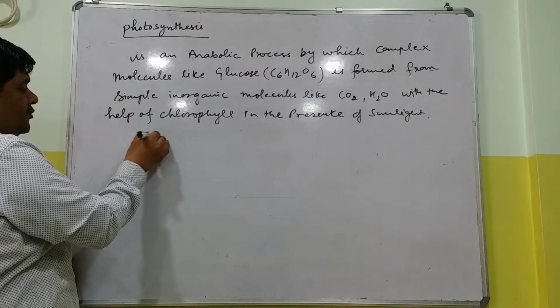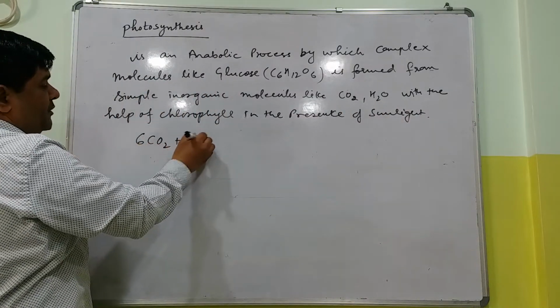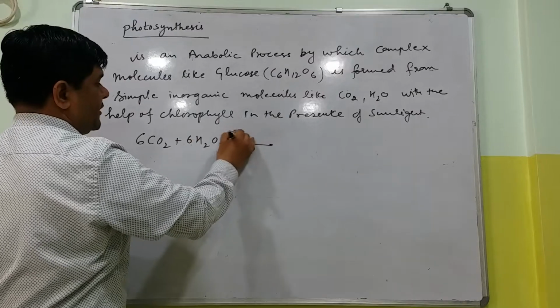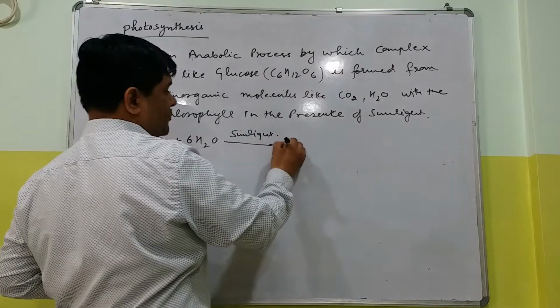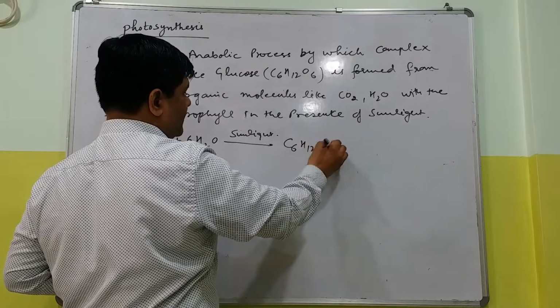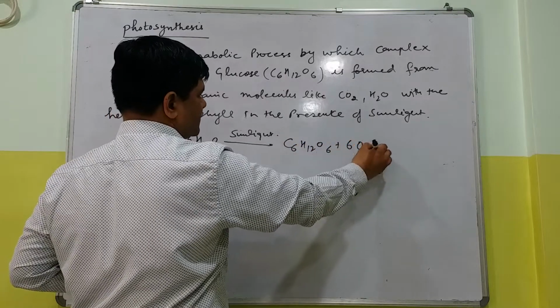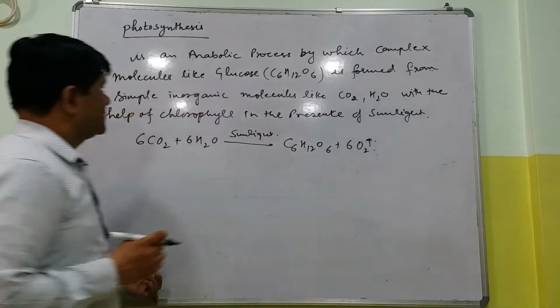So 6 CO2 plus 6 water molecules in the presence of sunlight result in the formation of glucose plus oxygen. So oxygen gas is released.